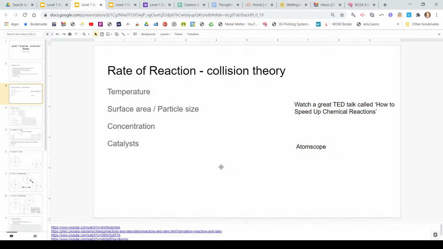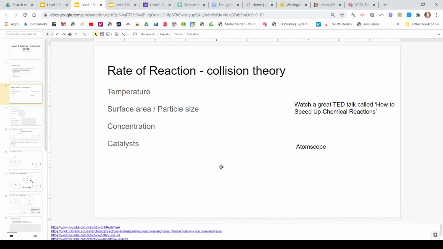And then finally we've got catalysts, and catalysts are another compound that we would introduce into the reaction, but a catalyst isn't changed by the reaction. What it does is it tends to hold one of the reactants in a particular position that helps the reaction take place, and then that makes it easier for the other reactant to collide and react. And so having a catalyst present increases the rate of reaction.